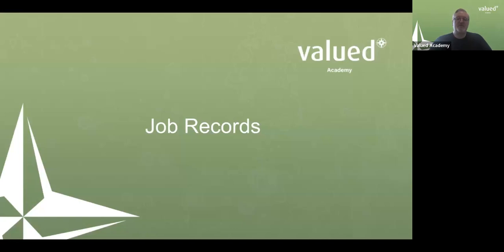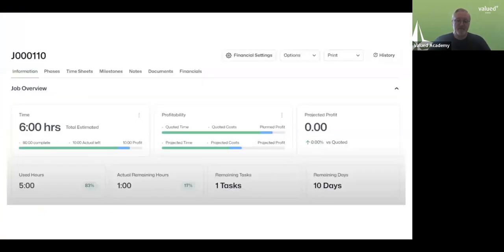Let's have a look at the job record itself then. So again, a cleaner, tidier, more easily understood layout. You can see that we've still got our heading tabs at the top. So we've got our information page. We've got our phases, otherwise known as folders. We've got timesheets, milestones, notes, documents, financials.